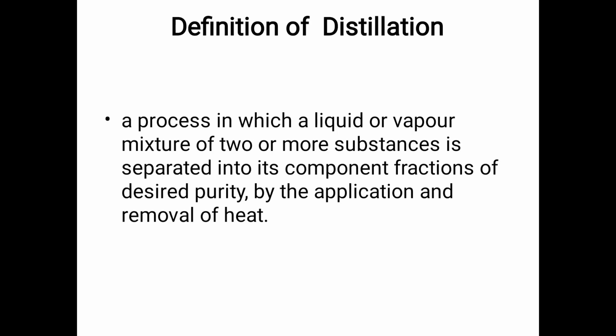Then next we move on to the distillation process. This is the major process used in the petroleum and alcohol industry. Distillation majorly separates based on the boiling point difference. So, what is distillation? It is a process in which a liquid or vapor mixture of two or more substances is separated into its component fractions of desired purity by the application and removal of heat. This process is known as distillation. Distillation majorly separates based on the boiling point difference.